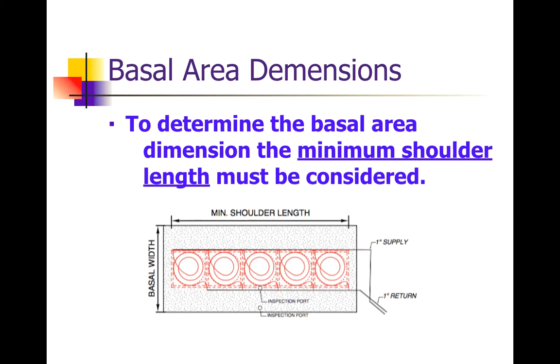The first thing we need to determine is the minimum shoulder length. That's going to drive the minimum length of the basal. And you can see here depicted, the minimum shoulder length is basically that distance that includes all the coils, the separation between the coils, and the shoulder setback on either end of this row of coils.